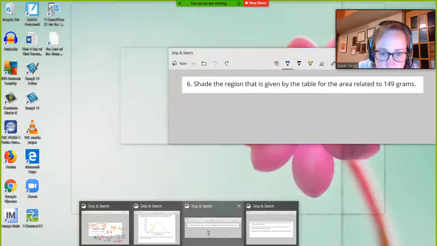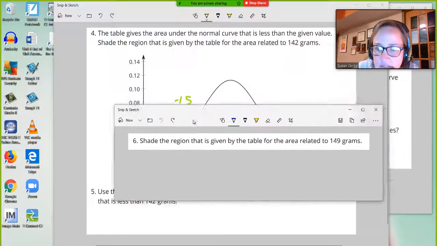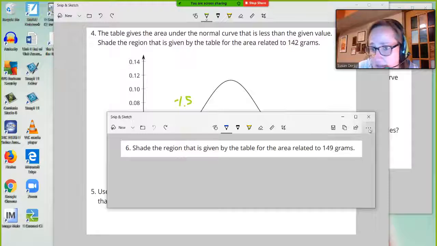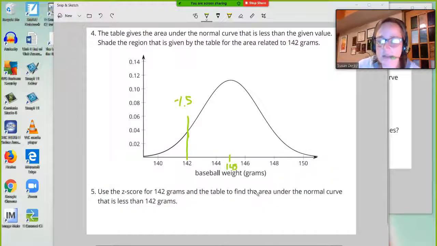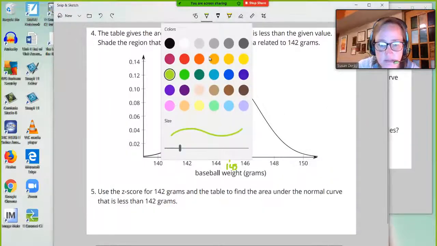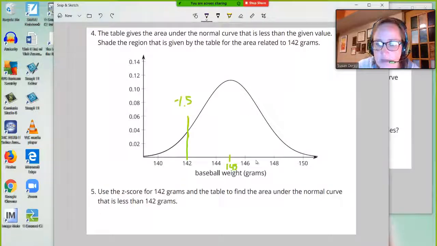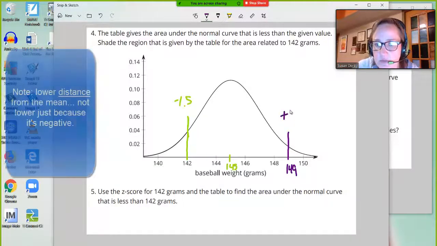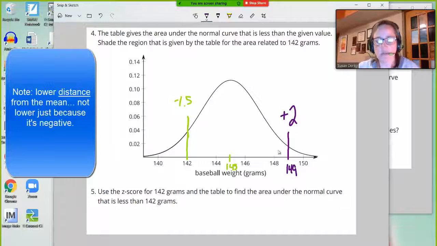The next question, I'm going to pop it up here, talks also about shading the region that's given for a table related to 149 grams. Ultimately, what we're going to be looking for in this question is what percent of baseballs this factory is making that are within the normal range that we can use, the range from 142 to 149. And this was a positive 2 z-score. So 142 is actually closer to the mean than 149 is. I know because it has a lower z-score, but something to keep in mind.